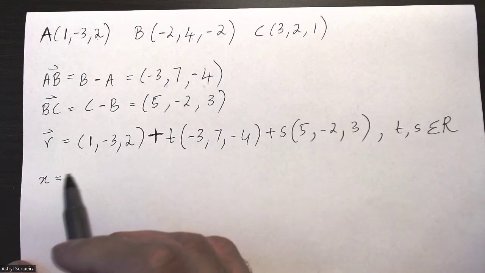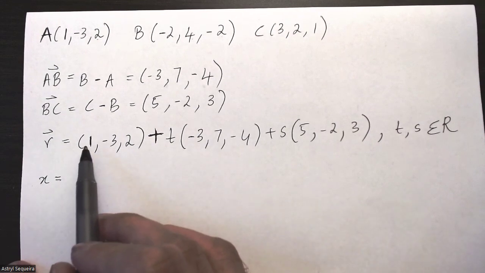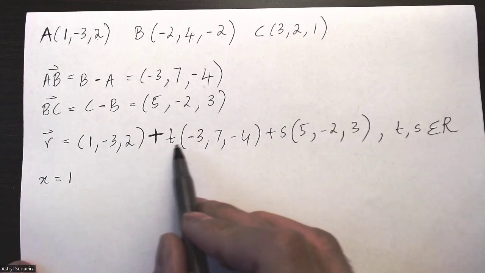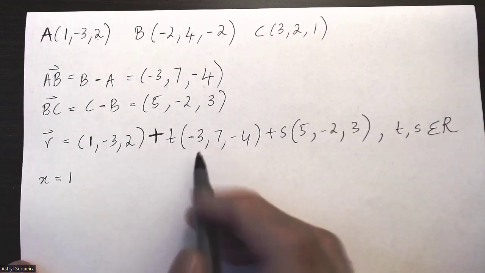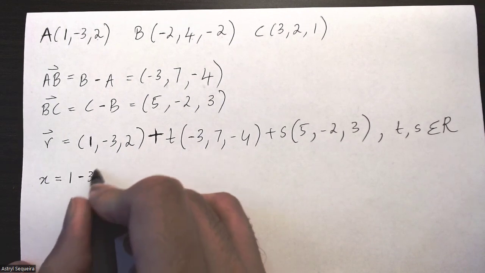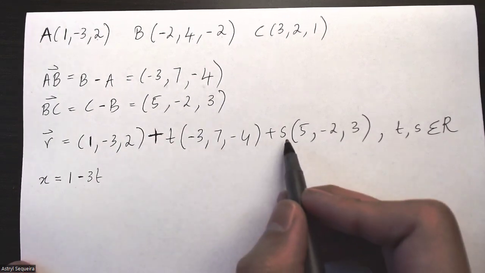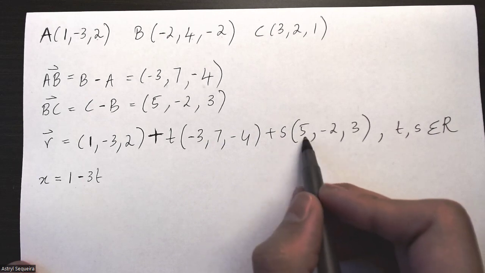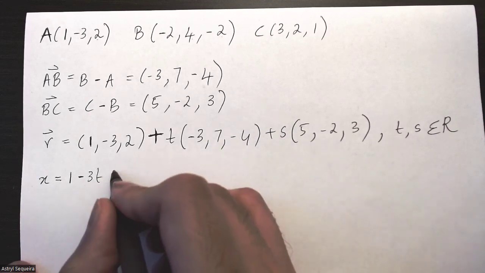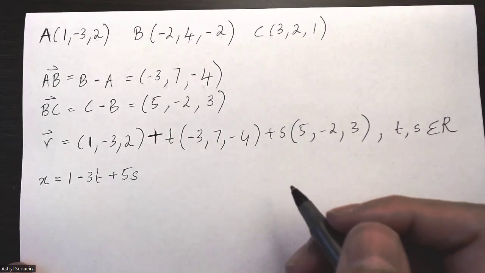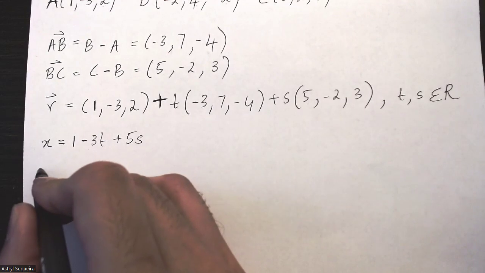So x equals, the x component of the point is just 1. The x component of the direction vector with the t is -3, so minus 3t. And then the x component of the direction vector with the s is just 5. So plus 5s.